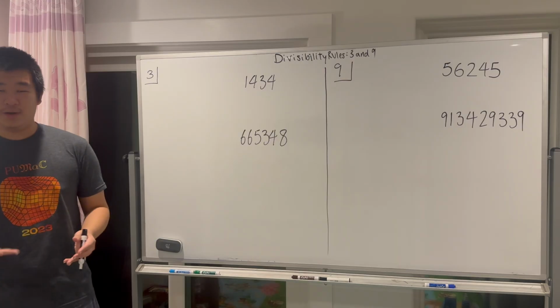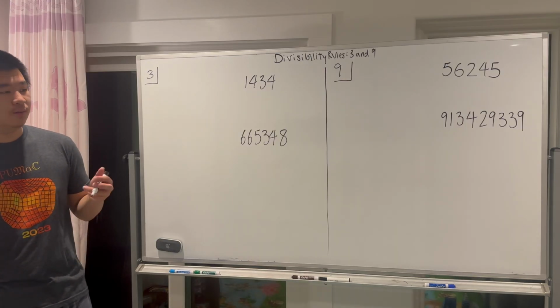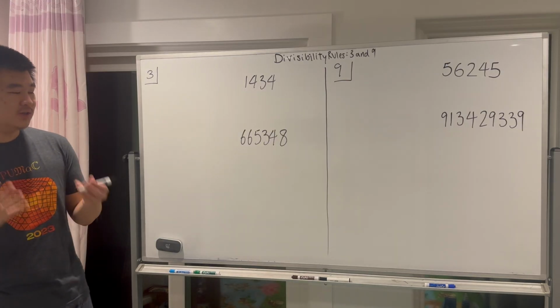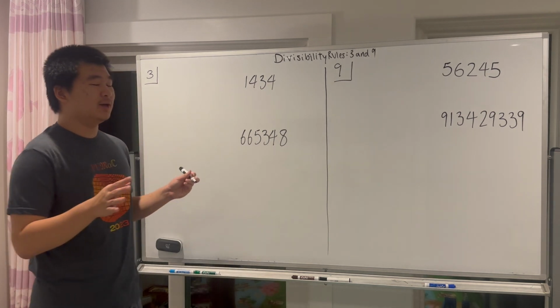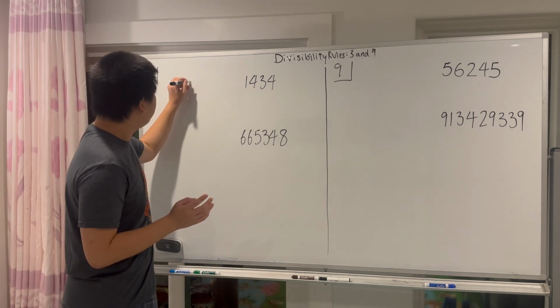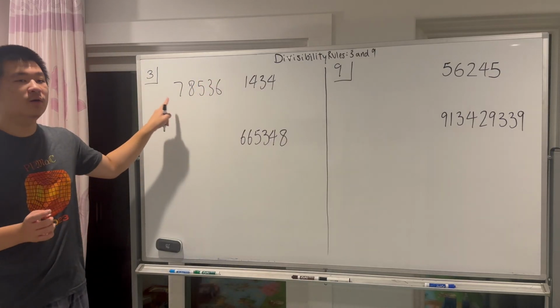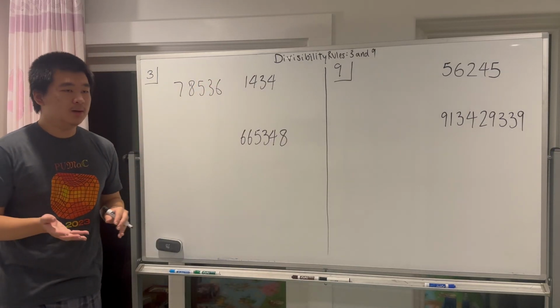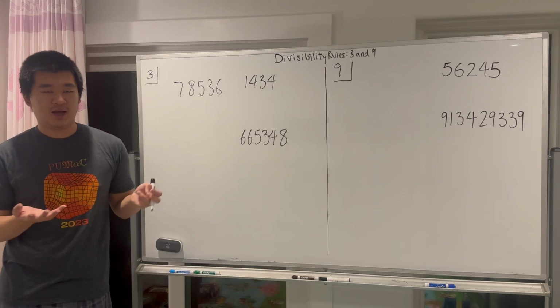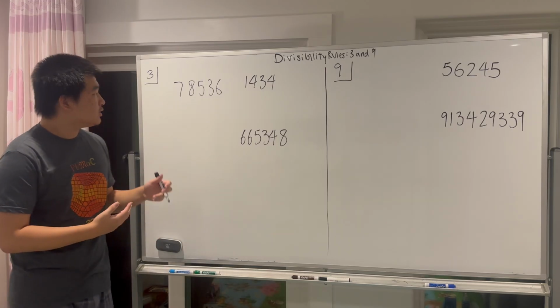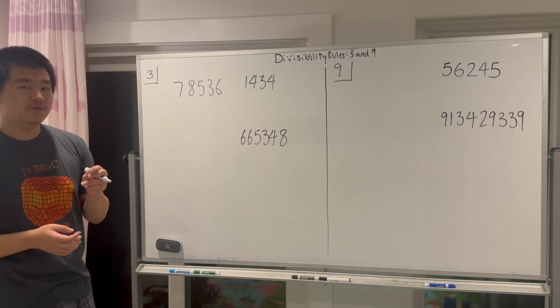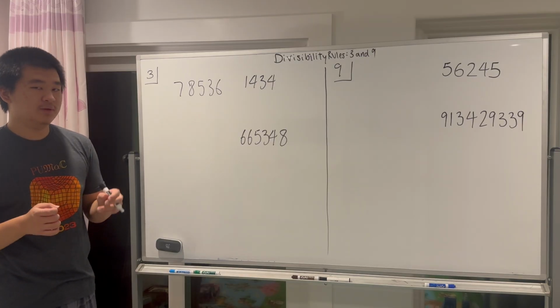But why does it work like that? Well, let's reason through it with a random number like 78536. We want to know if this number is divisible by 3, but it would be kind of inefficient to just start actually dividing by 3. So to develop a trick, we have to look at another concept, which is place value.